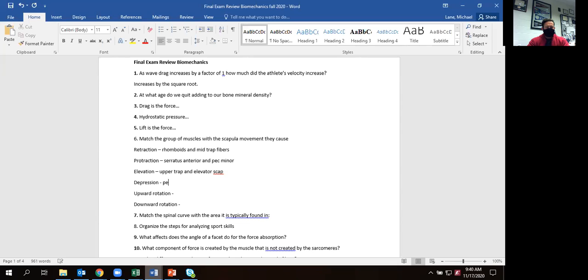Nice. Yeah, we're going to stick with the main movers there. It's going to be the pec minor, serratus anterior, and lower trap. Anybody other than Haley want to do? It's okay, Luke. Anyone other than Haley want to do upward rotation or downward rotation?